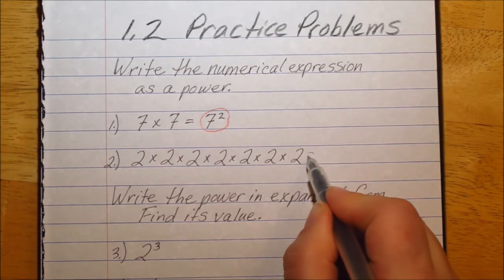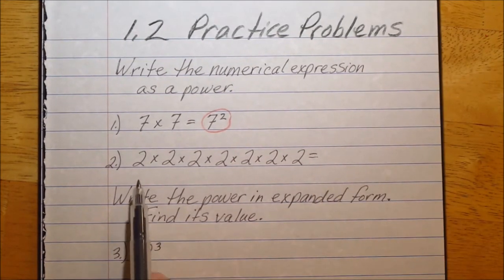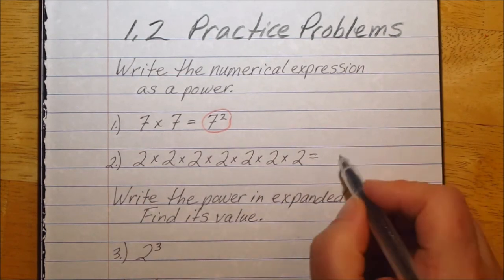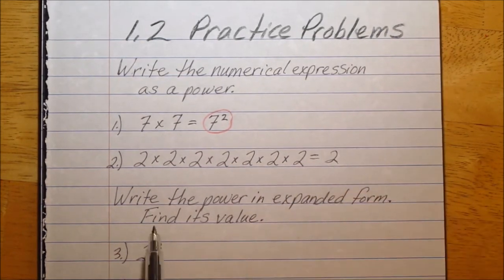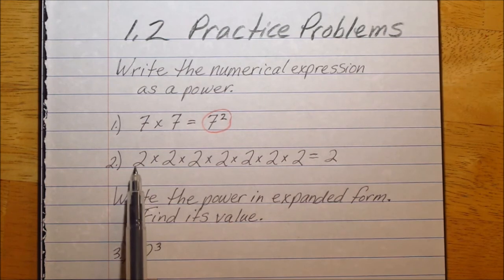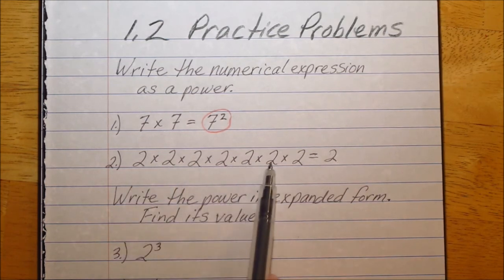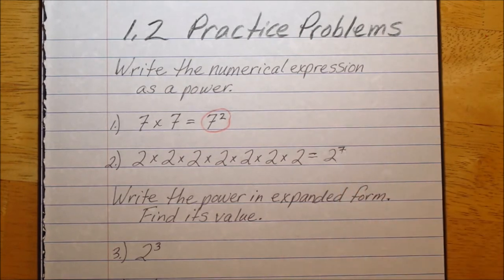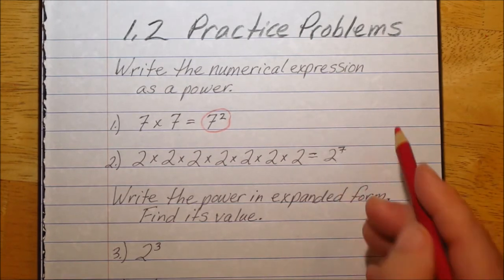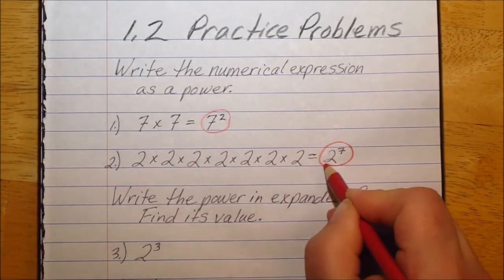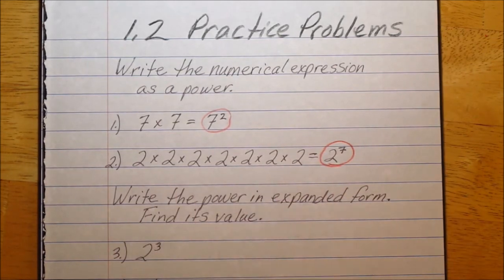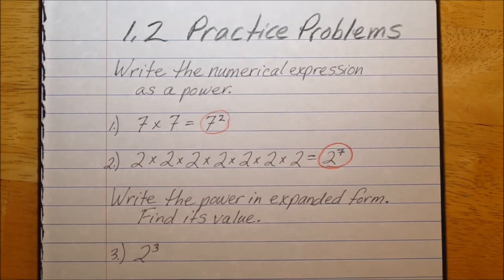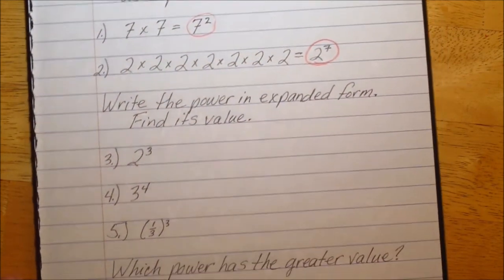Again, on this one, I know that my base is going to be 2 because that's the number I see being multiplied. Now I need to count how many times it's being multiplied. 1, 2, 3, 4, 5, 6, 7 times. So 7 is my exponent, and I would read that as 2 to the 7th power. That is my power for what I see in this numerical expression. All right? Okay, so then we get down to these.